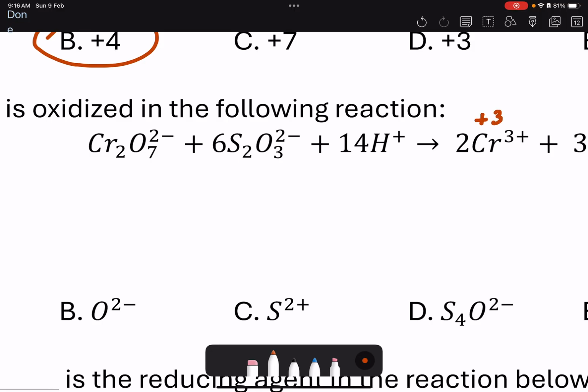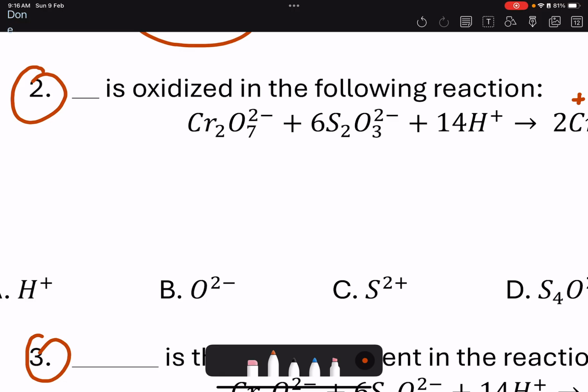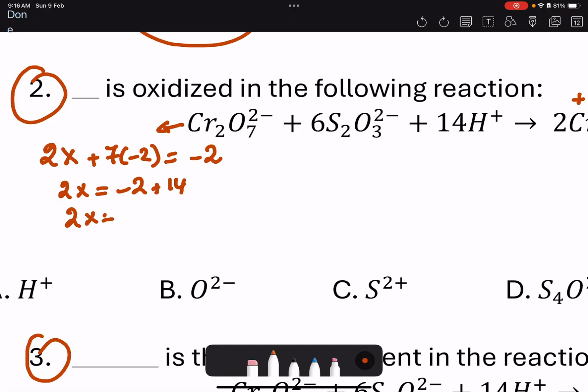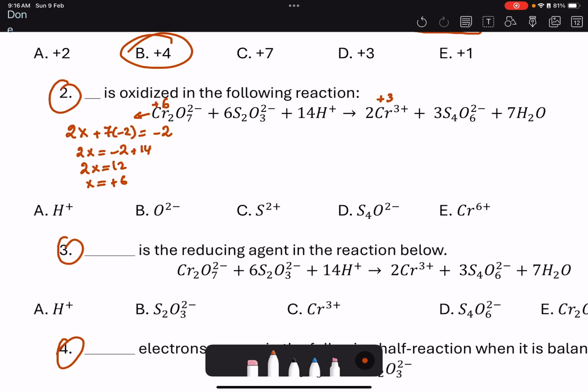The Cr oxidation number is +3. What was it before? I'm going to consider the oxidation number of one Cr to be X. So I'm going to solve this in this way: 2X, because I have here 2, plus 7 times the oxidation number of O, equal to the overall charge of the polyatomic ion. So 2X equals -2 plus 14. 2X is 12, X is +6. So Cr was +6 and now it turned to +3.